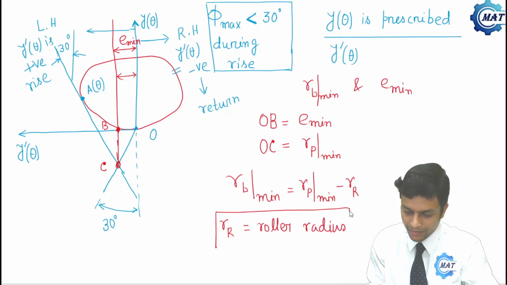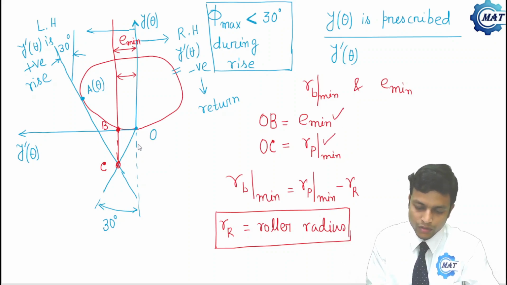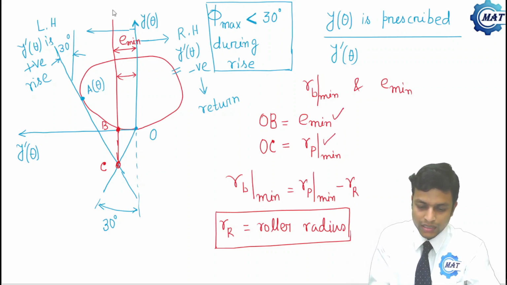That will be prescribed. Roller radius will be given. Now how does this construction satisfy that e min and Rp min? Because in this construction, let us consider any point on this red curve which is left hand to this red vertical line, left hand to this line.